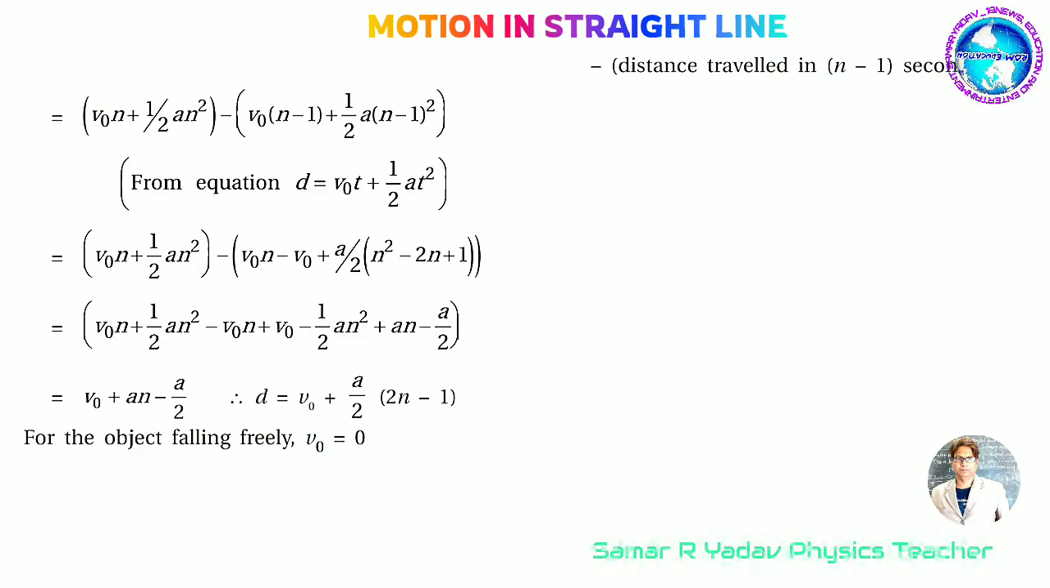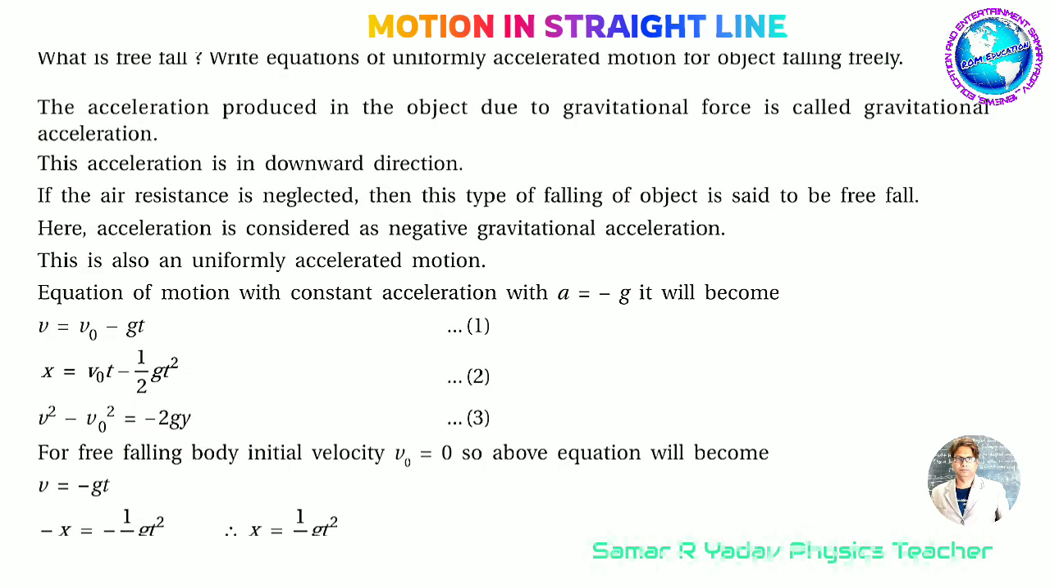For the object falling freely, v0 is equal to 0. What is free fall? Write the equations of uniformly accelerated motion for an object falling freely. The acceleration produced in the object due to gravitational force is called gravitational acceleration. This acceleration is in the downward direction. If the air resistance is neglected, then this type of falling of the object is said to be free fall. Here, acceleration is considered as a negative gravitational acceleration.